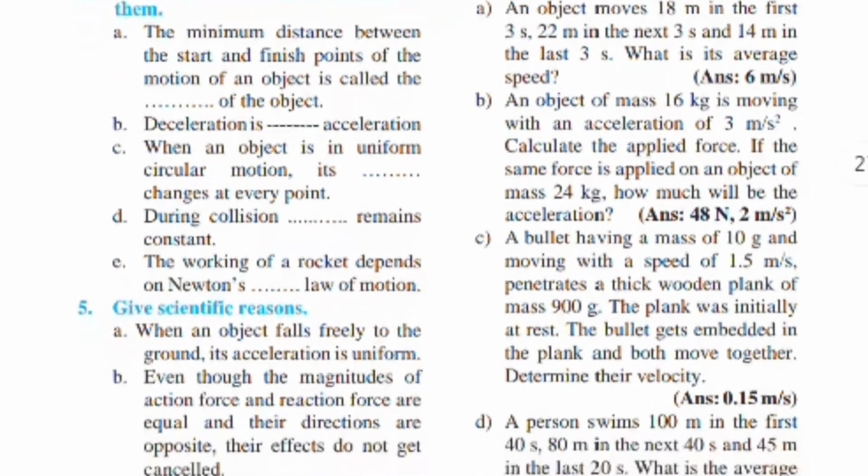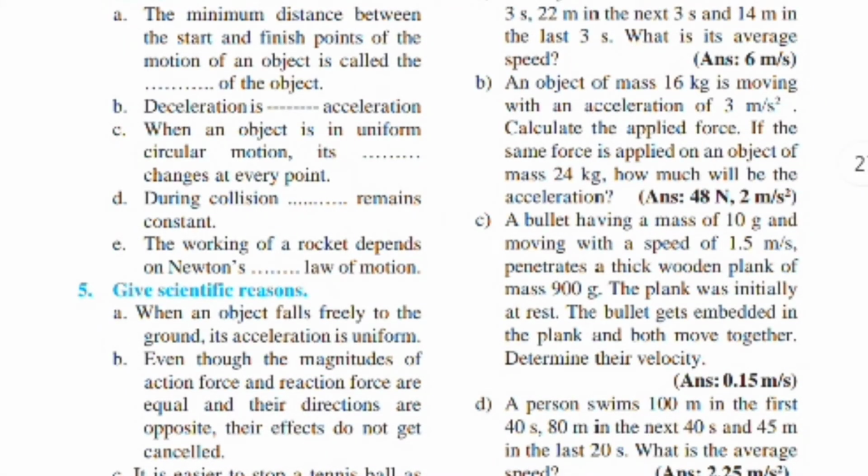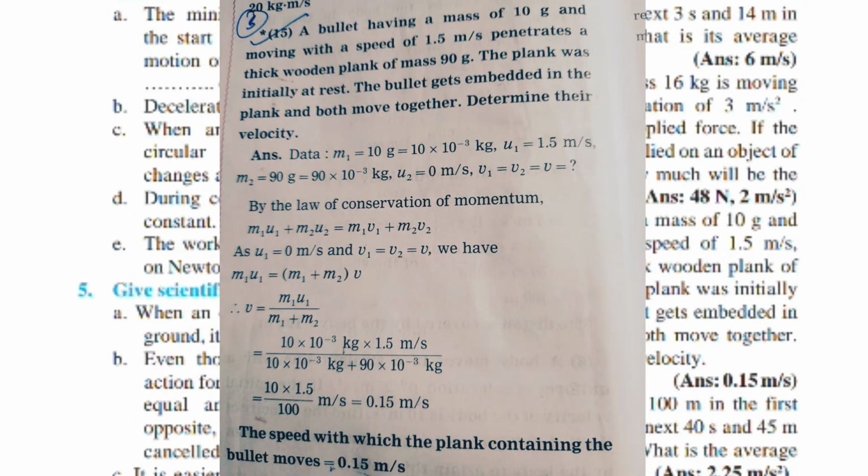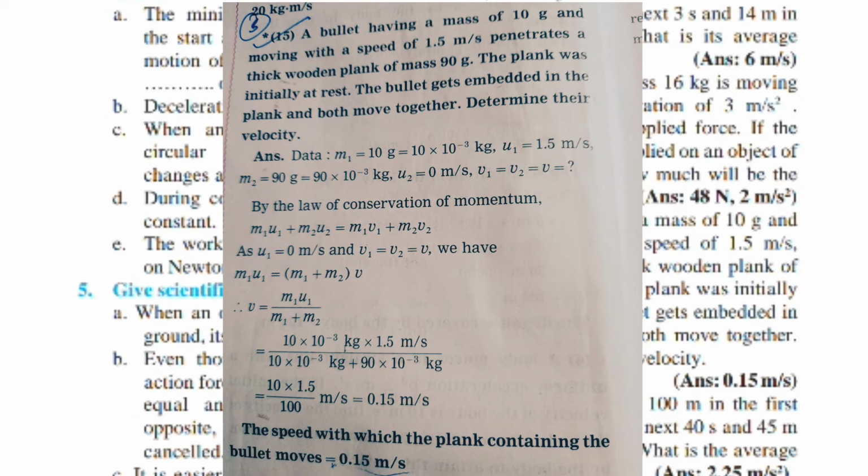Now next question, the third one, question number 7. A bullet having a mass of 10 kg and moving with a speed of 1.5 meters per second penetrates a thick wooden plank of mass 900 gram. The plank is initially at rest. The bullet gets embedded in the plank and both move together. Determine their velocity. Okay, here is your solution. That is the third question's answer.